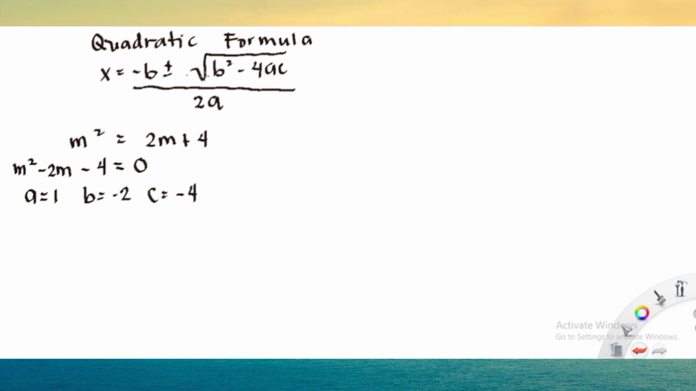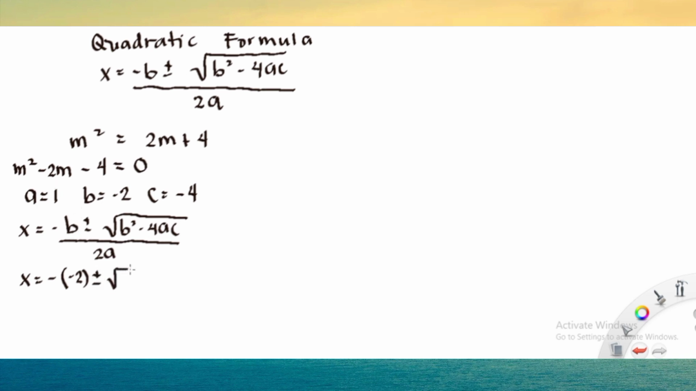So, let us now use the formula, quadratic formula, to solve for x. So we have x equals negative b plus minus square root of b squared minus 4ac all over 2a. Substitute the value. So we have x equals negative times b, which is negative 2. Okay, so let's be careful, especially with the signs.